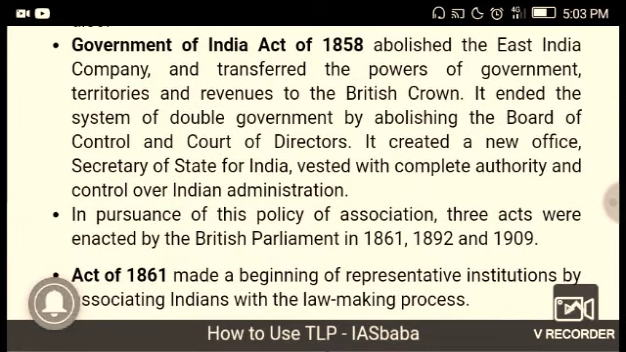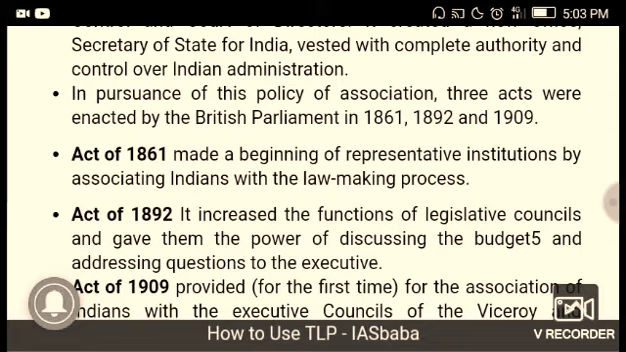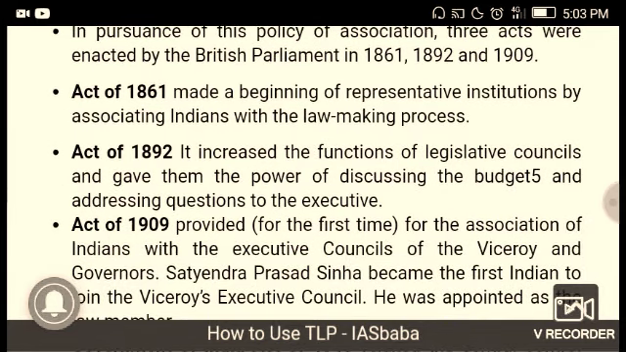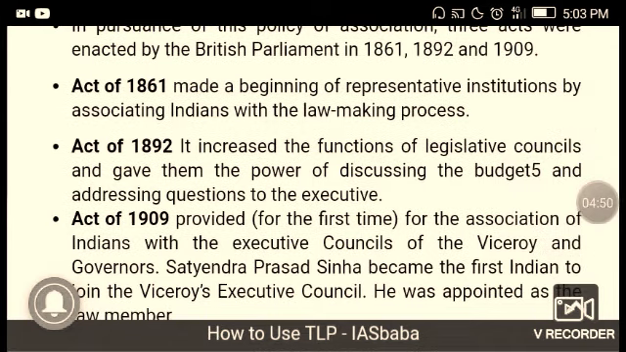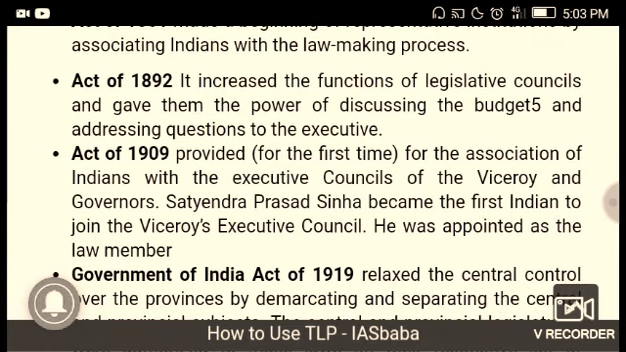In pursuance of the policy of association, three acts were enacted by the British Parliament in 1861, 1892 and 1909. Act of 1861: it made a beginning of representative institutions by associating Indians with the lawmaking process. Act of 1892: it increased the functions of Legislative Councils and gave them the power of discussing the budget and addressing questions to the executive.